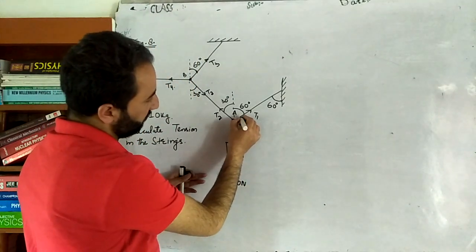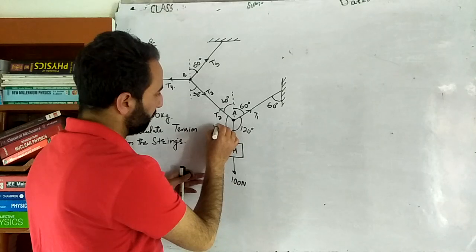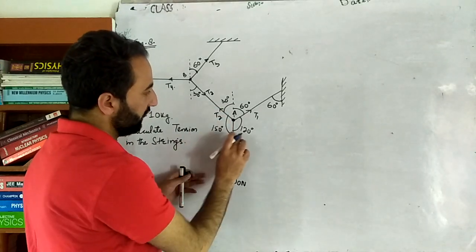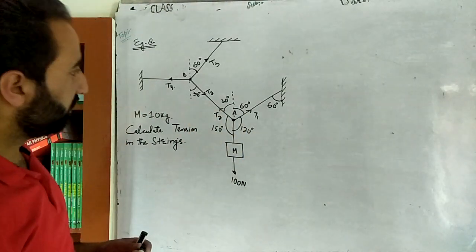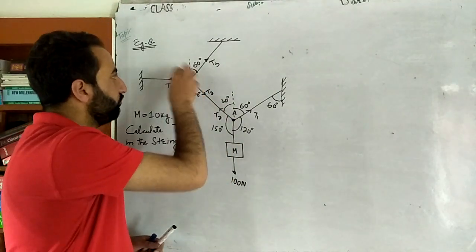Then this angle is obviously how much? That's equal to 120 degree, and this angle is how much? That's obviously 150 degree. So 150 plus 30 is 180. 120 plus 60 is 180. Okay, so from there you can calculate the values of T1 and T2. Once you are done with T2, then you can use Lami's theorem here.